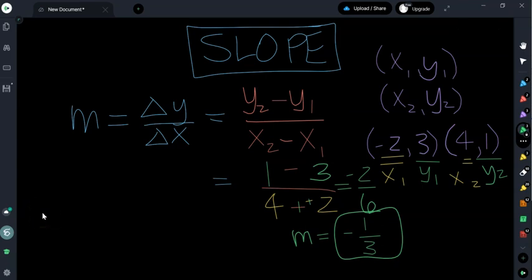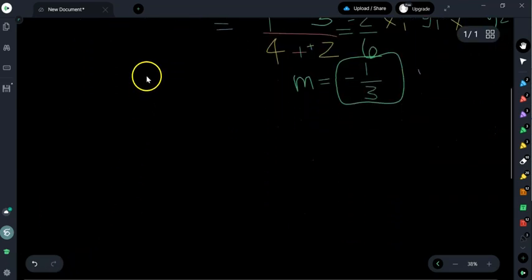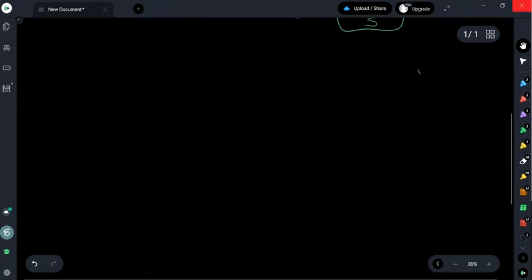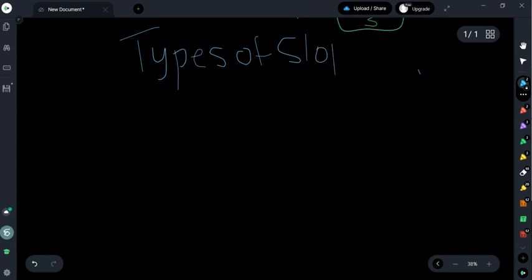Given 2 points. So now what we're going to look at is the different types of slopes. And then I'm going to show you the slope actually on the graph and how it applies. But let's get basic. So let's look at the different types of slopes. And these should be easily identifiable depending on the direction that the line takes.